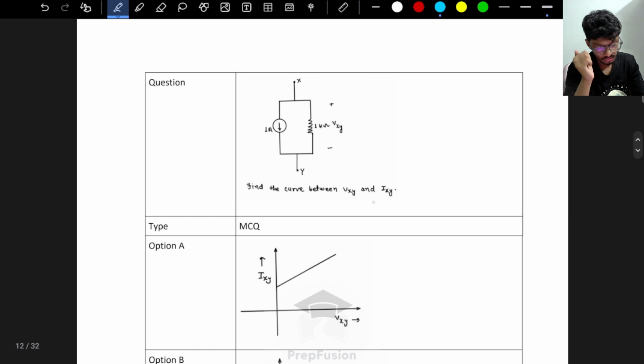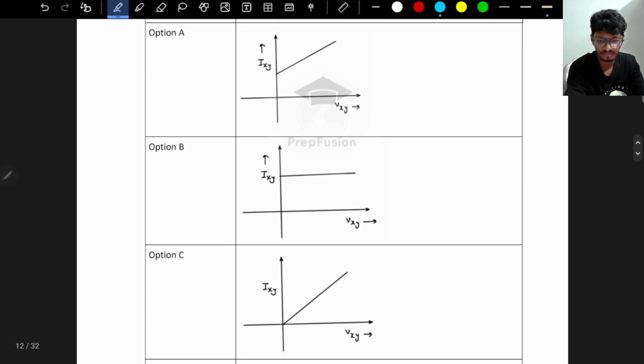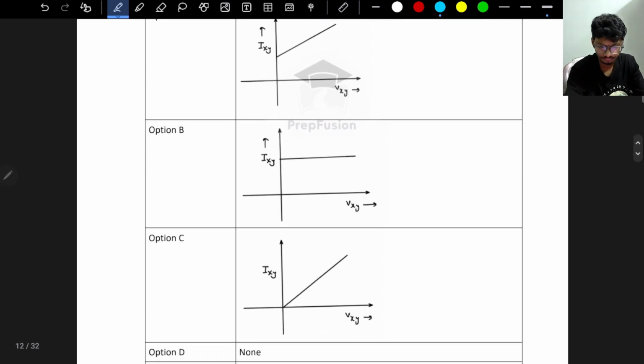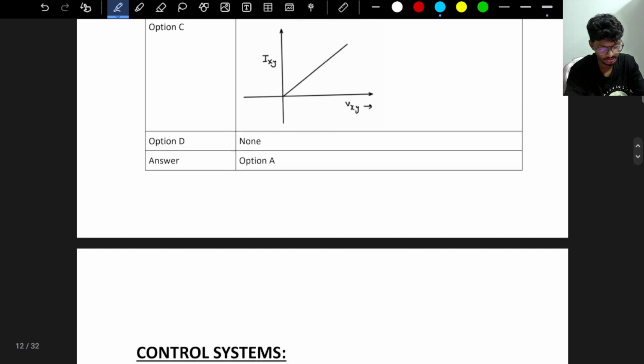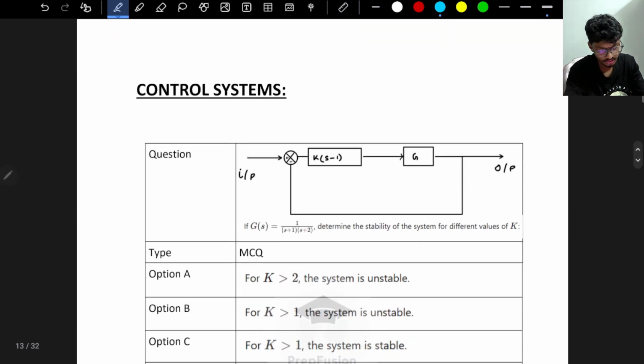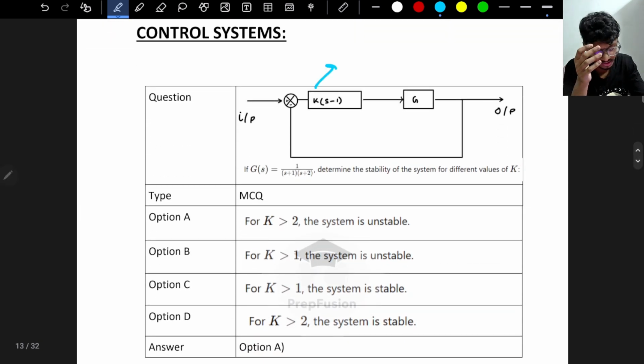In this one you have to find out the curve between Vxy and Xy. This was also a very simple network question, not that difficult. So the answer was option A. Okay, now we'll come to control system. Again, this was a very straightforward question.